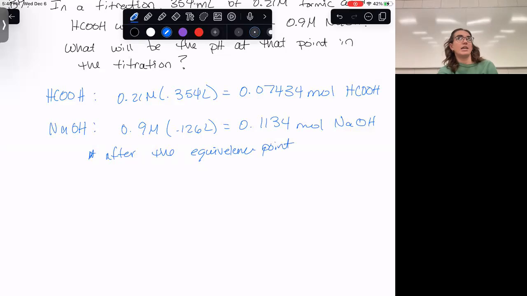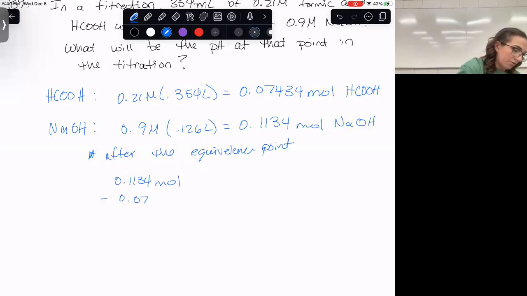How do we find how much is in excess then? Yep. All of our acid is going to be neutralized, so we'll use up all of our limiting reagent, or the moles of acid.